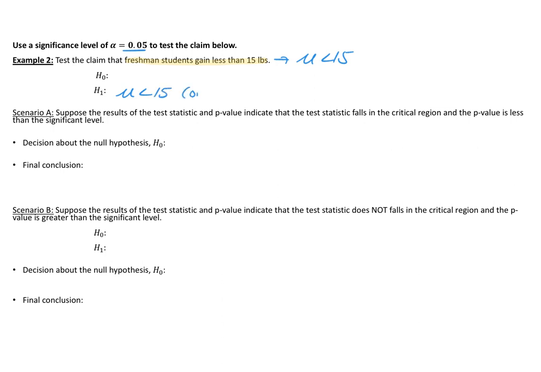So notice this time the original claim is not the null hypothesis, it's the alternative hypothesis. But the null hypothesis is going to be that mu is 15 pounds. And then again, let's suppose that you went through the whole process of doing a hypothesis test. We get our test statistic and we get the p-value. And it turns out that the test statistic, let's say it falls in the critical region and the p-value is less than the significance value.